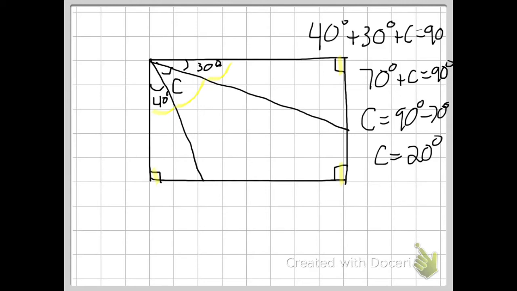Again, no matter how many diagonals we put through that one corner, that one spot in that rectangle, the sum of all of the angles is going to add up to 90 degrees. All four corners of any rectangle always add up to 90 degrees.